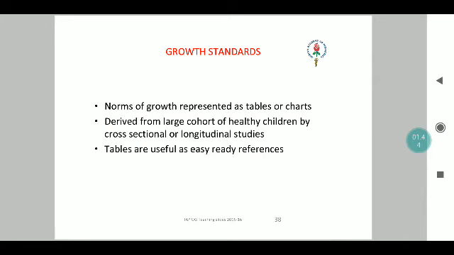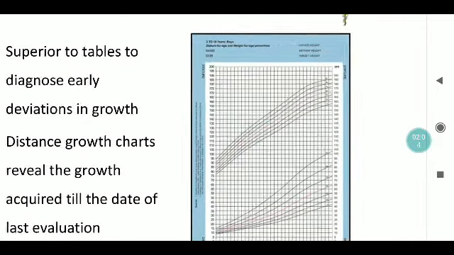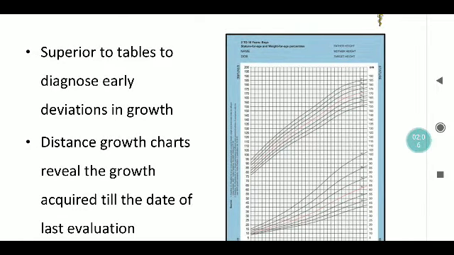Now, if we consider a way to standardize all this discussion about growth, the norms of growth are generally represented as tables and charts. These are derived from large cohorts of healthy children in various studies in both cross-sectional and longitudinal manner, and tables are an easy way of studying this. A growth chart is nothing but a graphical manner in which we plot growth against a variable, that is time. It is superior to tables because early deviations are easily noted.